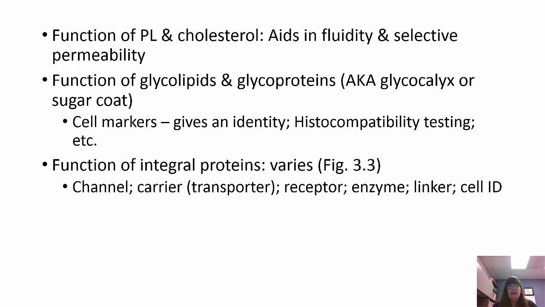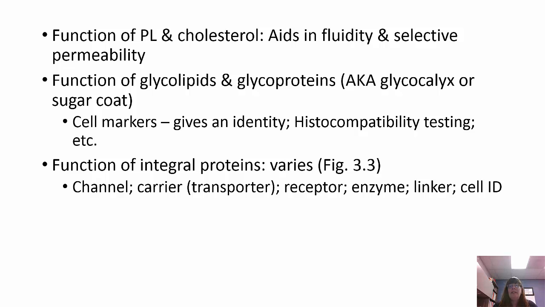The glycolipids and glycoproteins function as cell markers. It actually gives the cells identity and allows for histocompatibility testing and self-identification. Basically what that means is that it allows our immune system to recognize self-cells so that our immune system doesn't attack our own cells. And histocompatibility testing just means if you match somebody else to donate an organ or donate blood to, or bone marrow, things like that.